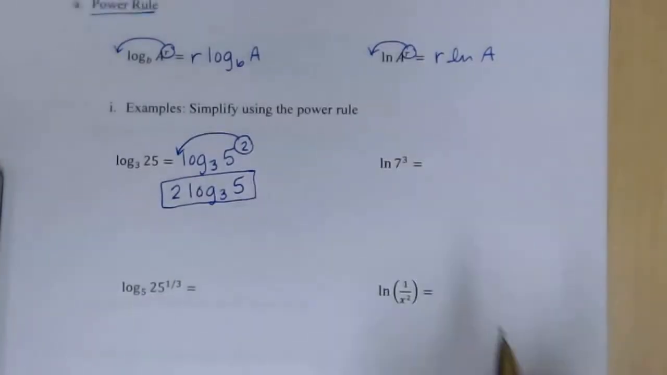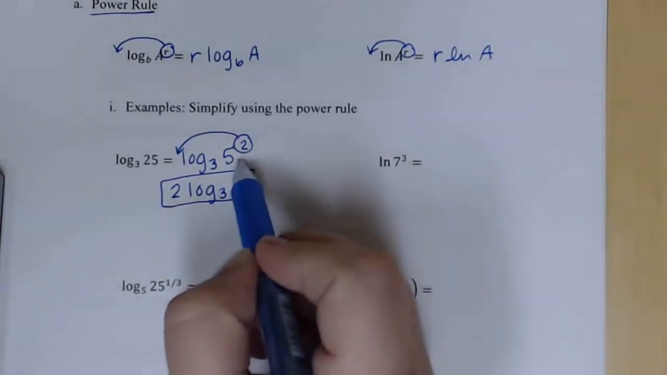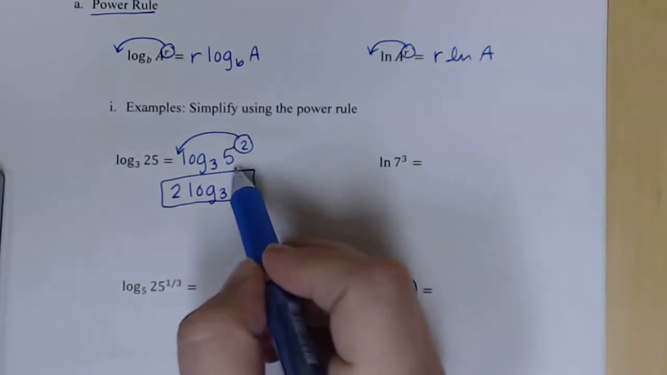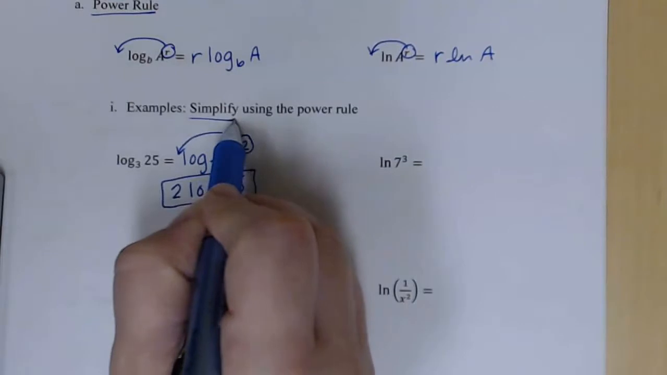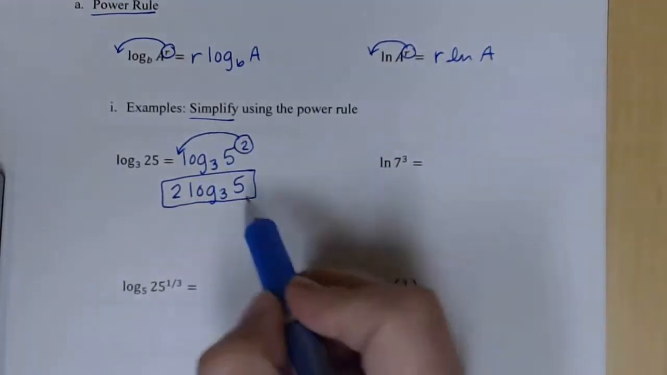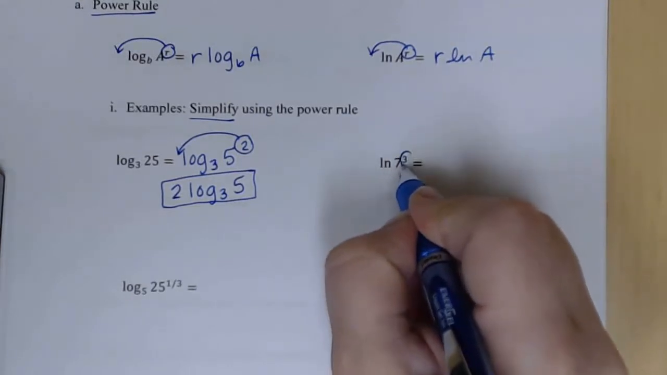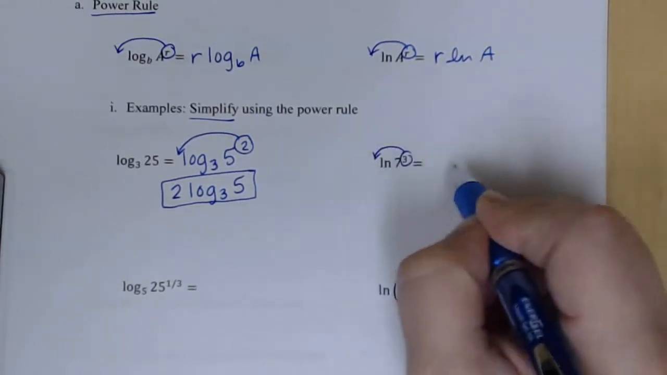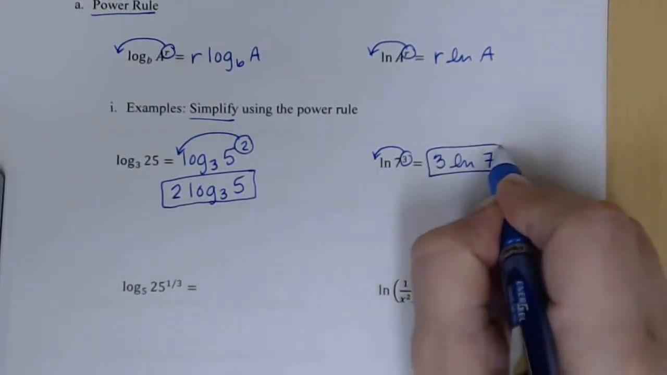So I had to really think about this and apply it and say, okay, how could I use the power rule to this? Well, I turn my 25 into 5 squared and move the 2 out front. And I'm just simplifying. So some of these are going to give us nice answers. Some are just going to give us another log. Same is true here. ln of 7 cubed. So by the power rule, it says I can bring that 3 out front, and that gives me 3 ln of 7.